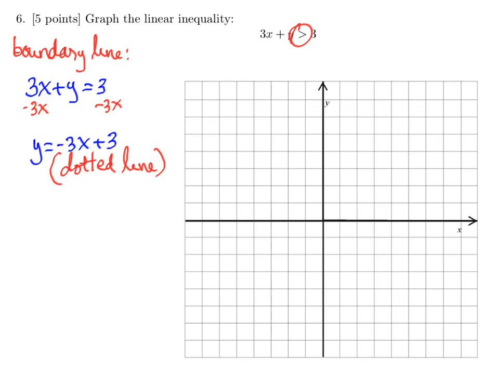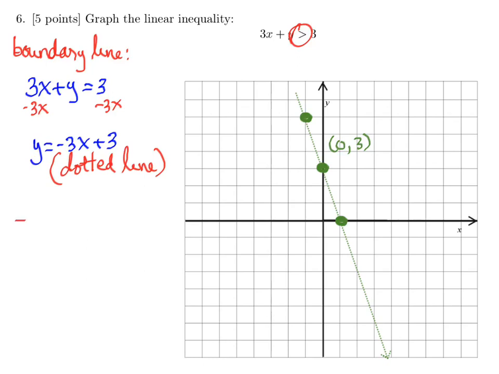So let's graph a dotted line with y-intercept 0, positive 3. And slope negative 3 means we're going to go down 3 and to the right 1, so we get that point there. Or we could go up 3 and to the left 1 and get that point there. And connecting the dots with a dotted line looks like this. So now we have to figure out which side of this dotted line we're going to shade in.